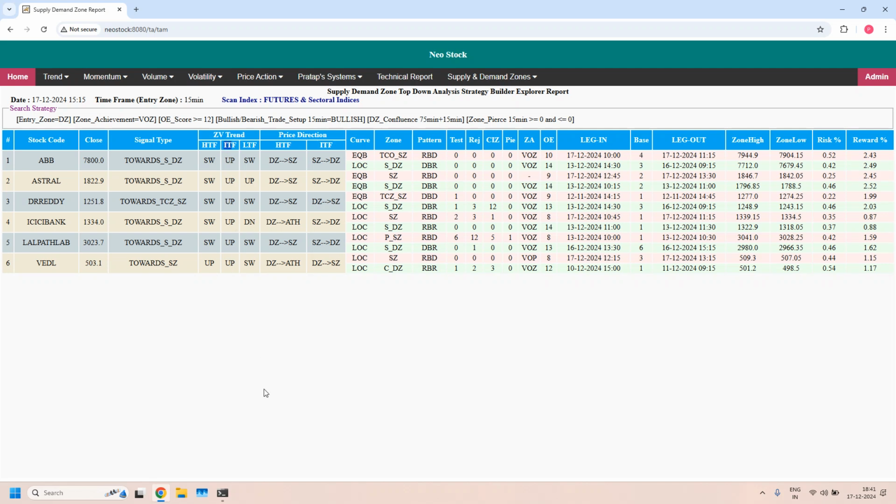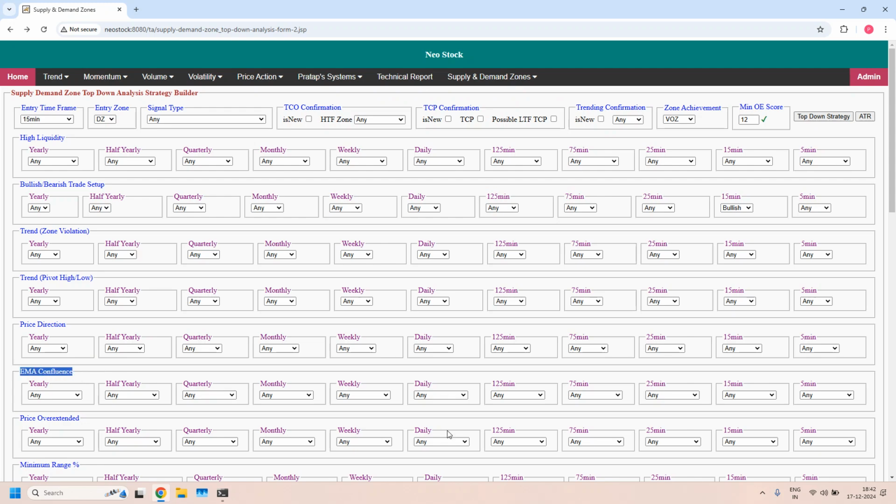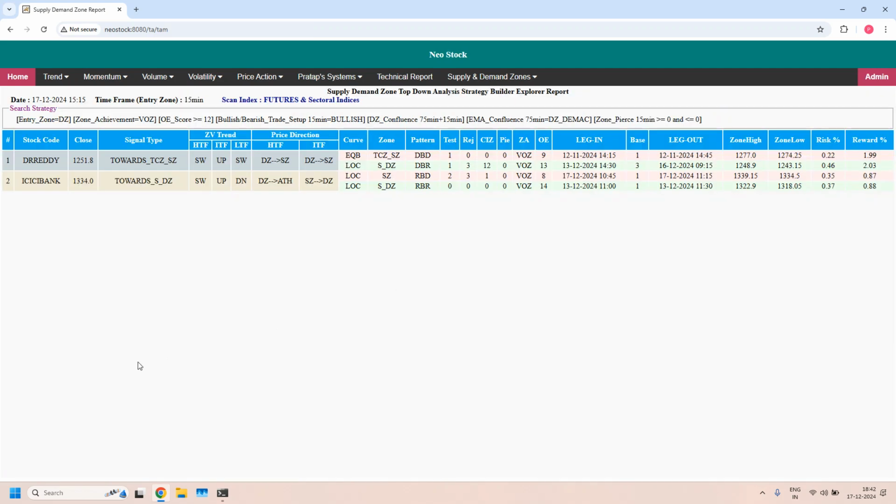If any of these 75 minutes demand zones are having daily EMA confluence, they could be even more high probability setup supported stocks, because the 15 minutes entry zone is part of the 75 minutes zone. So let us look for the EMA confluence in the 75 minutes demand zone. So the 75 minutes demand zone having daily EMA confluence filter is enabled. With this filter, out of the 6 stocks, we got 2 stocks. So these 2 are even more high probability trade setup supported demand zones. And also these 2 15 minutes demand zones are high probability, high liquidity zones also.